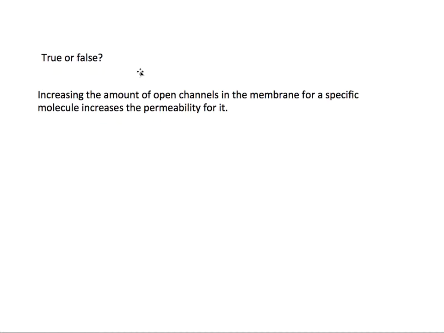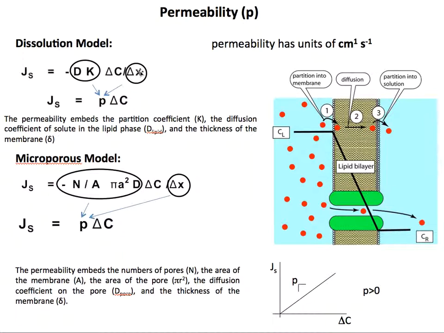True or false? Increasing the amount of open channels in the membrane for a specific molecule increases the permeability for it. This is a true statement. If you open up more channels, you have increased your permeability. So what you're doing is you're increasing this number right here. If that goes up, your P goes up. Therefore, you will have increased JS.